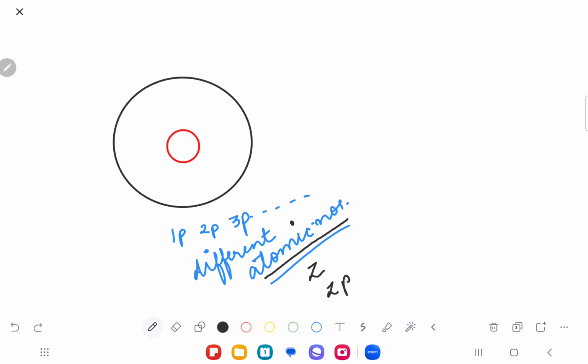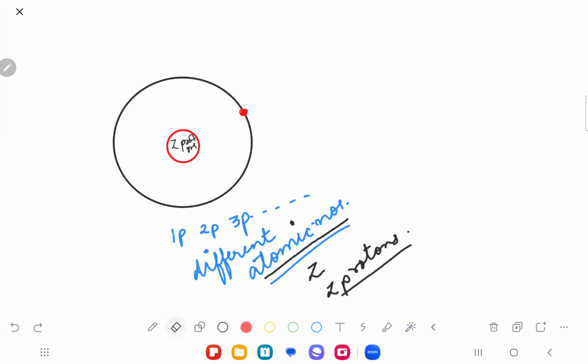And Z means Z protons. Take care. Z means Z protons. Yes or no? So here we have Z protons. Are you understanding? Right? But the electron is only one. The electron is only one.